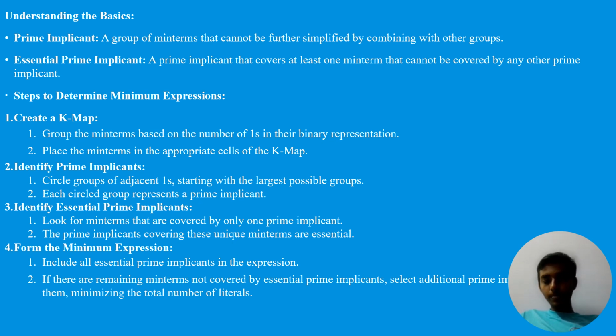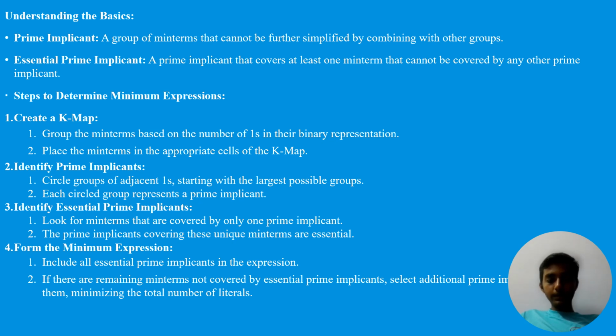Second one, identify the prime implicants. Circle groups of adjacent ones, starting with the largest possible groups. That means we have to group the ones in the largest possible groups. Each circled group represents a prime implicant. Each circled group of pair, quad or octet represents a prime implicant.